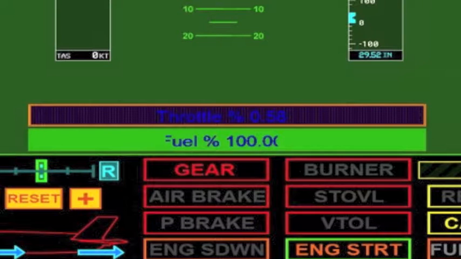Just below this cluster of instruments are two gauges. The one that says throttle measures the percentage of throttle you have engaged. The one below it measures the percentage of fuel remaining.